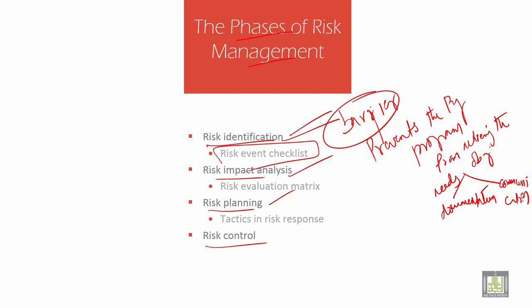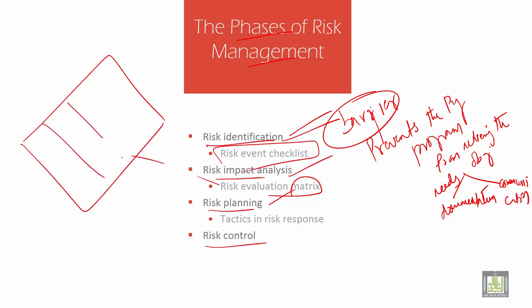Okay. Then risk impact analysis, actually it talks about the risk evaluation matrix. The risk matrix is an assessment method. The matrix is like this: major injuries, minor injuries, no injuries, negligible, then you have fatality.